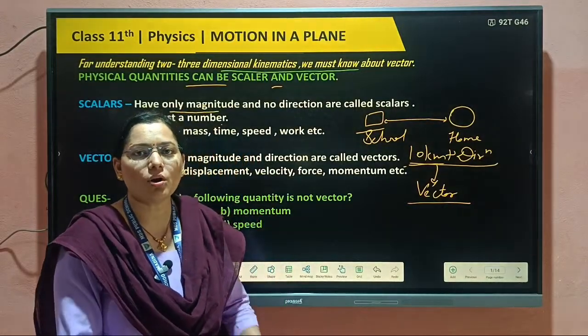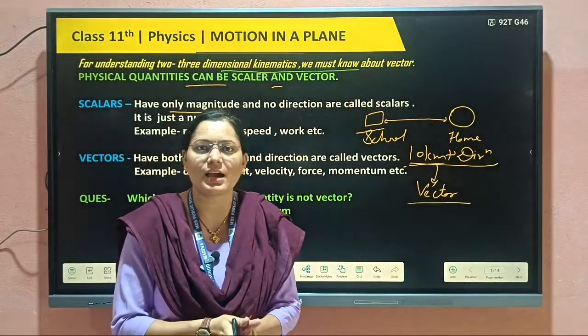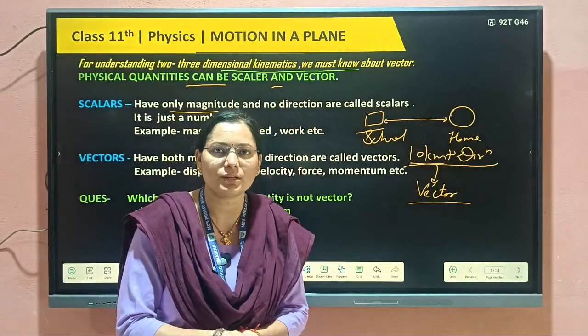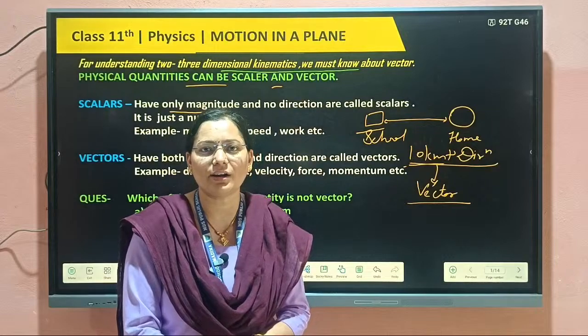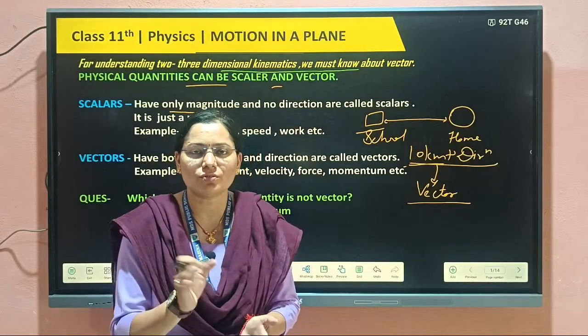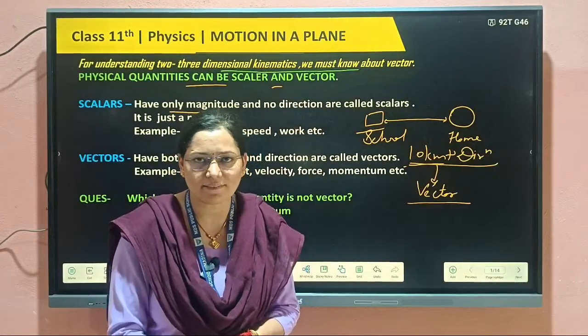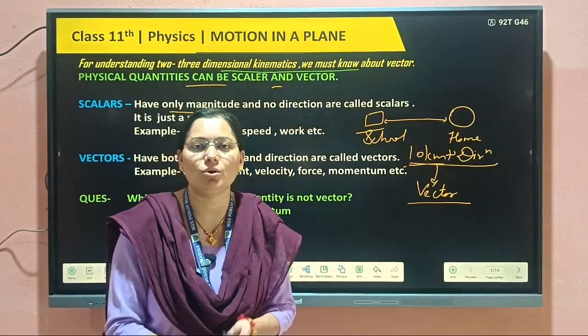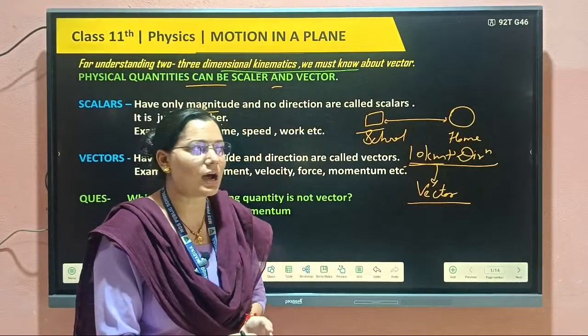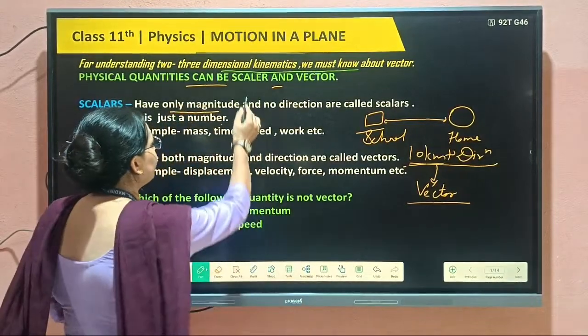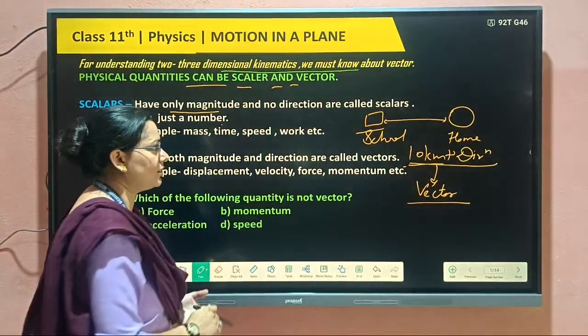Okay, so all the physical quantities we are dividing into two types: scalar and vector. Tensor is also a quantity, beta, that is out of this scalar and vector, and it is not in the syllabus of 11th class. We will do scalar and vector, the two types of quantity. So all are divided into two: scalar and vector.